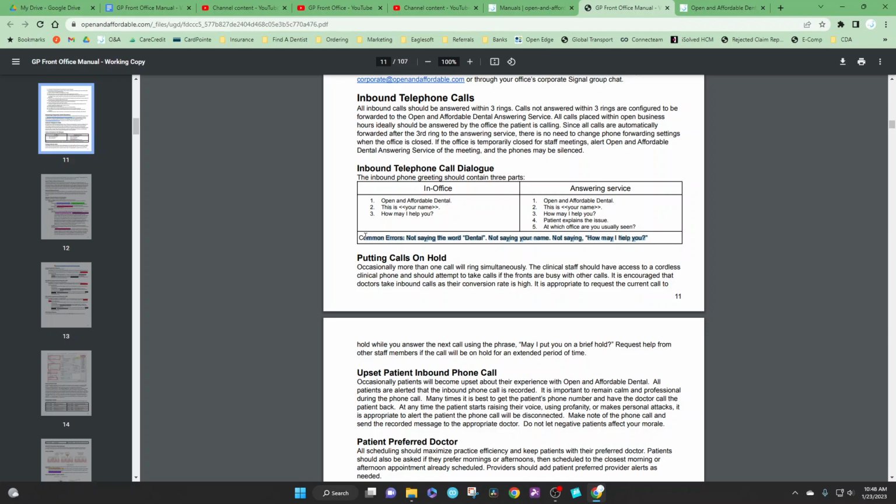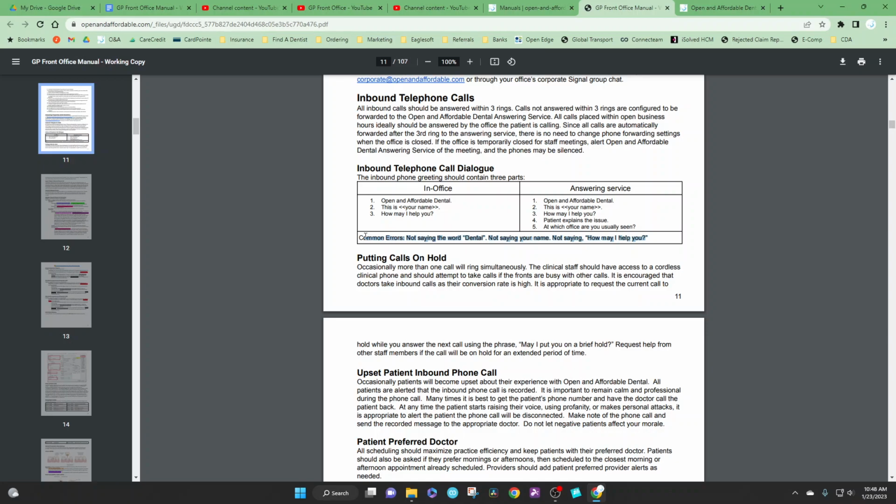For example, I hear this quite a bit: "Open and Affordable. This is Dr. Stott. How may I help you?" The patients might not understand that this is a dental office, so make sure that you don't forget the word dental. The other thing that I hear is "Open and Affordable Dental. How may I help you?" without stating your name. Again, it's common courtesy to state your name. And then sometimes I hear "Open and Affordable Dental. This is Dr. Stott." and you need to make sure that you don't forget to say, how may I help you? So just practice that and listen to the fronts.